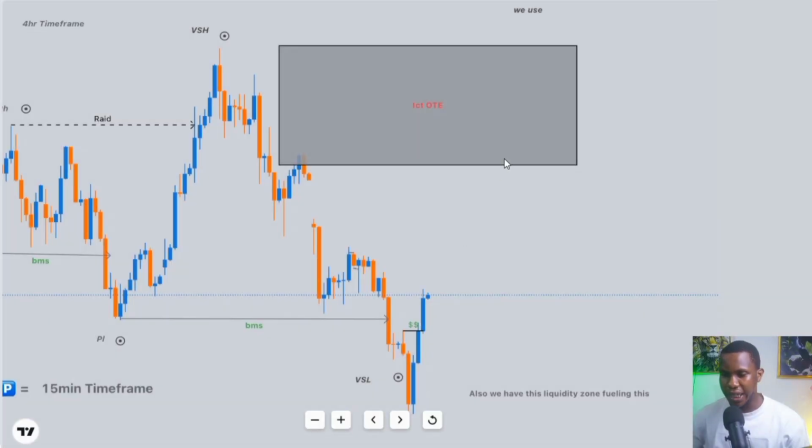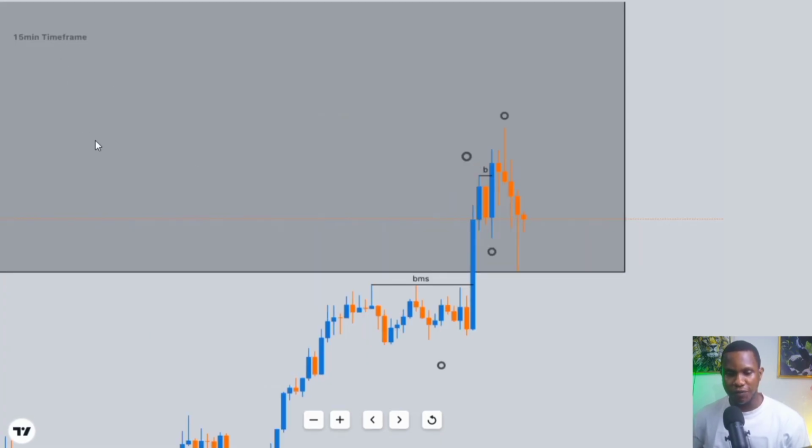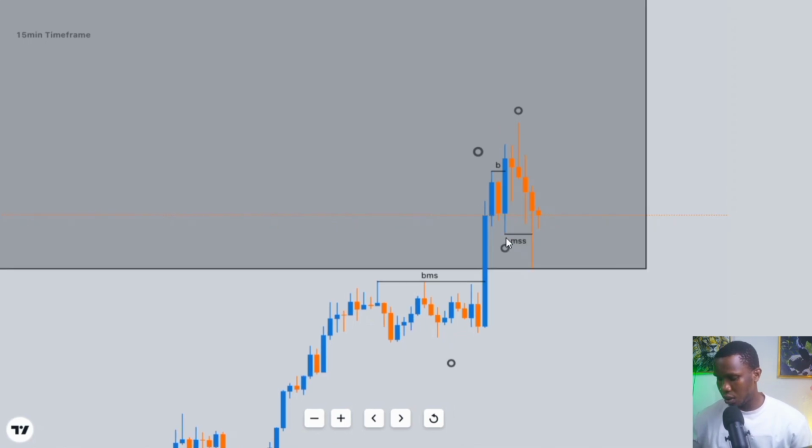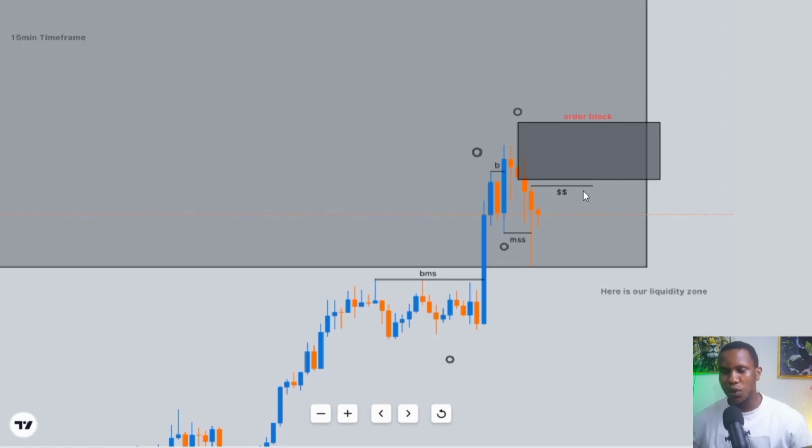Let's wait for market to get here. So once market gets to this level, we move towards our 15 minutes time frame. From the 15 minutes time frame, we can see a mini uptrend that broke market structure into this our zone, a low, a high. And can you see we'll move from this high to this low, giving us a market structure shift, guys. I'm going to mark out an order block right here, and here can be my liquidity zone, guys.